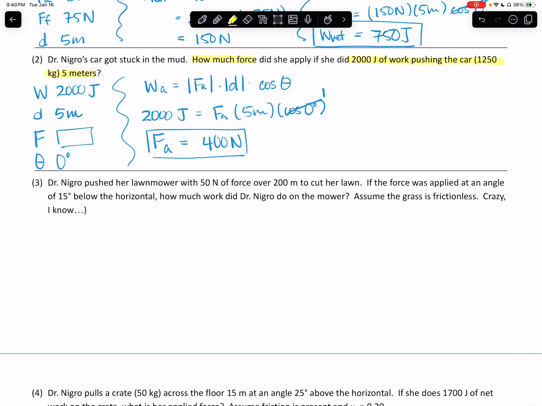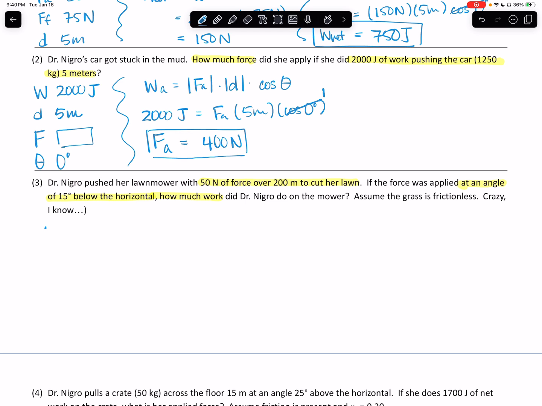Dr. Nigro pushed her lawnmower with 50 newtons of force over 200 meters to cut her lawn. If the force was applied at an angle of 15 degrees below the horizontal, how much work did Dr. Nigro do on the mower? Assume grass is frictionless, which is crazy, but it's just to make the problem a little bit simpler.